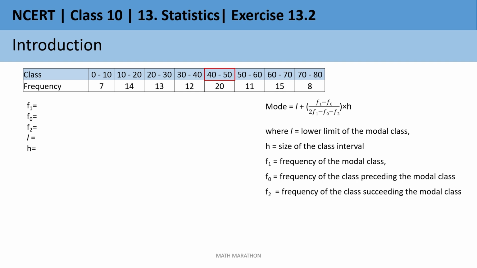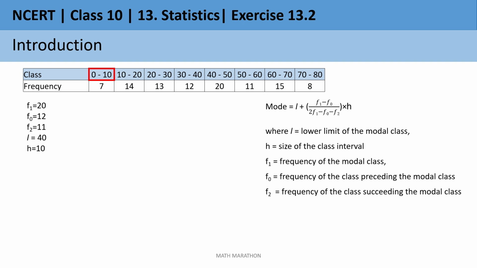In frequency, look for the maximum one, which is 20. The class corresponding to that frequency is called modal class. F1 is frequency of the modal class. F1 is 20. F0 is frequency of the class preceding the modal class. F0 is 12. F2 is frequency of the class succeeding the modal class. F2 is 11. L is lower limit of the modal class. L is 40.